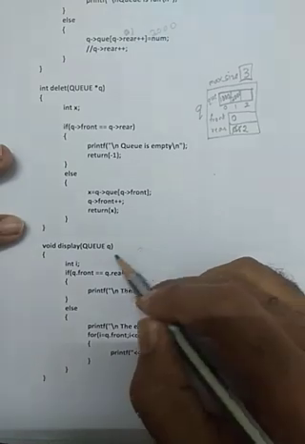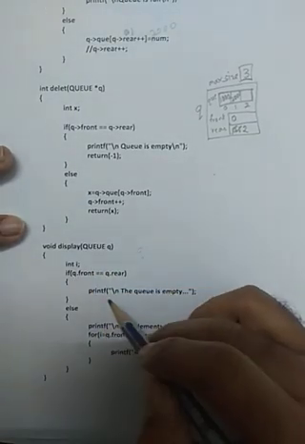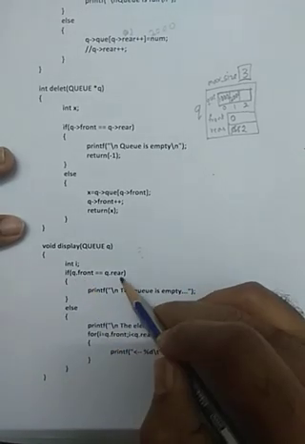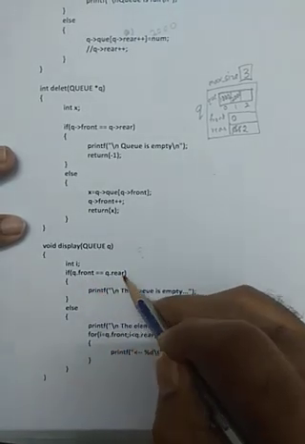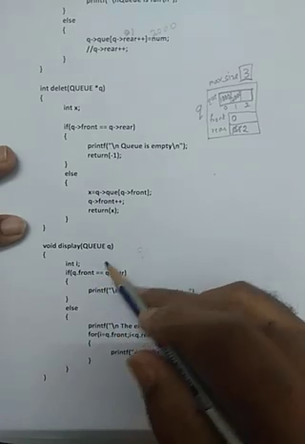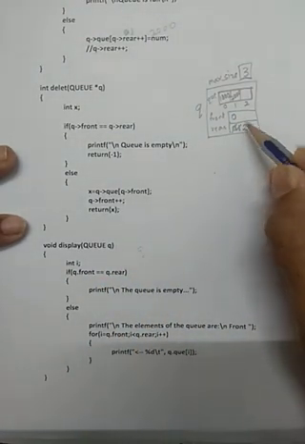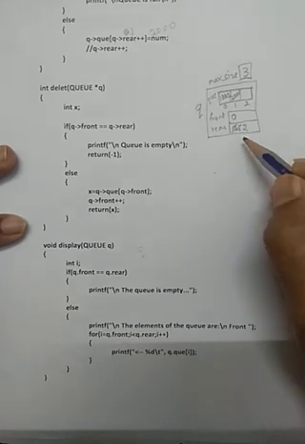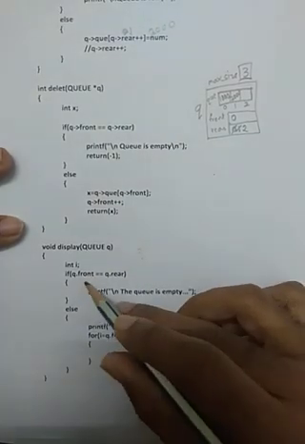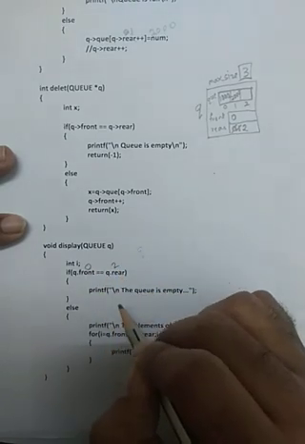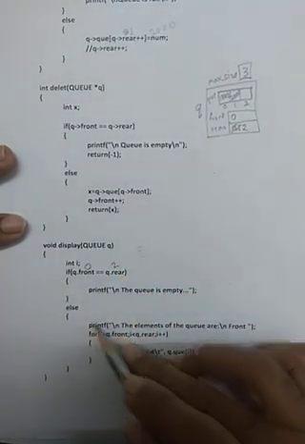Okay, so first I will check if the queue is empty. How do I check if the queue is empty? If front and rear are same, then I say queue is empty. Now in this case front is 0, rear is 2. That means they are not same, which means that the queue is not empty. So front and rear not equal, meaning they are 0 and 2. This statement is false, so the else part is executed.